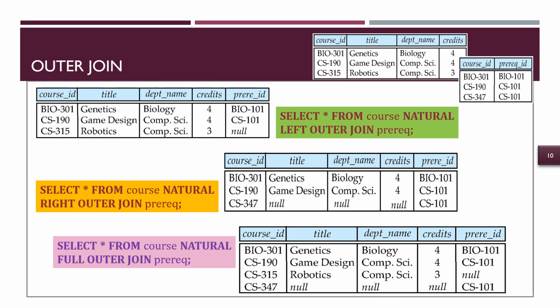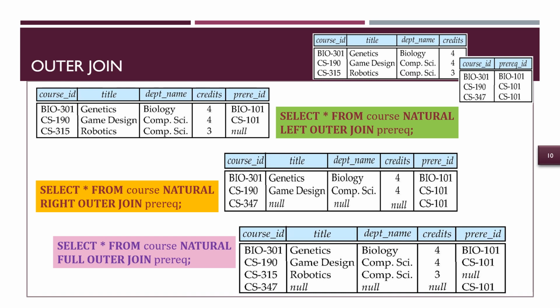Okay, now let us perform the full outer join between these two tables. If you are performing this full outer join, then it preserves the tuples from both the relations. So we'll be having a total of four tuples, which includes bio 301, CS190, these two are common tuples in both the relations. Then the CS315 from the first table and CS347 from the right table. Whatever be the missing values, those values will be filled with null.